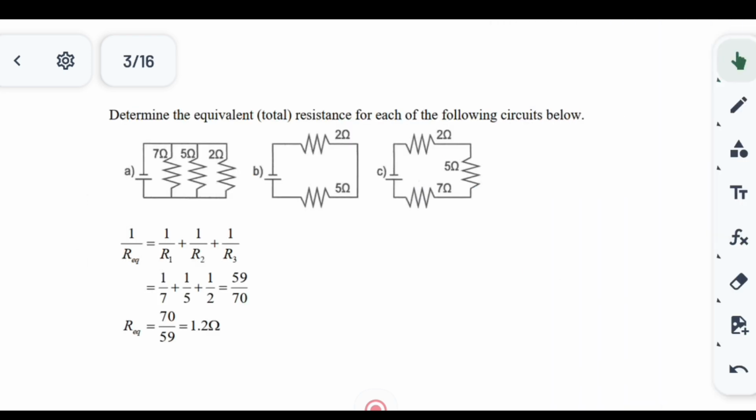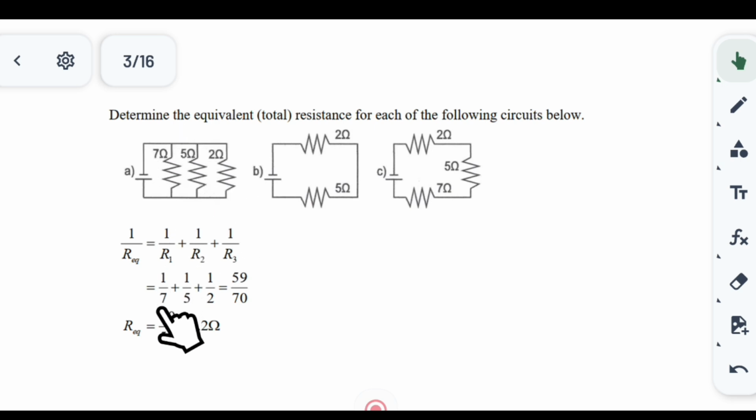Now let us try solving letter A. So you have here the following. Let us say you have 7 ohms, 5 ohms, and 2 ohms. For you to calculate the total resistance, you have to express each resistance in fraction form, wherein you will get the inverse. The formula for that is the parallel resistance formula: 1 over total resistance equals the inverse of the first resistance, second resistance, and third resistance. You just have to express this in fraction form.